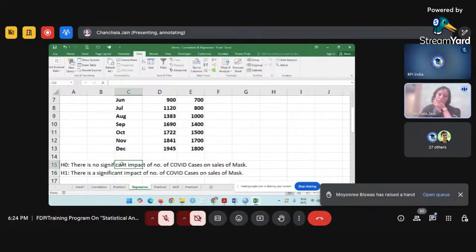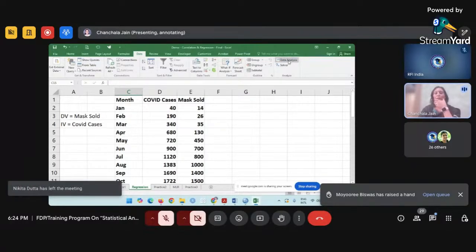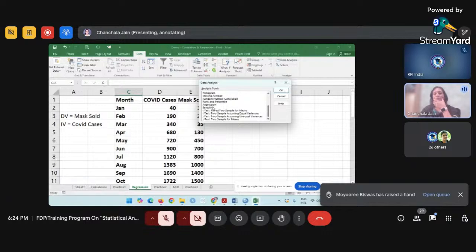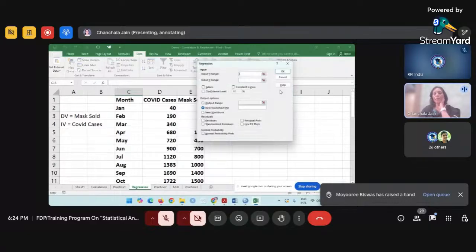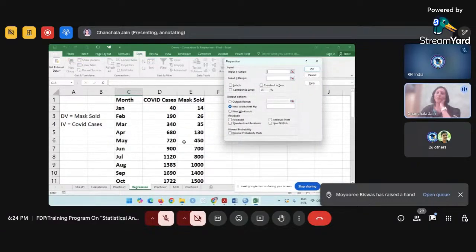So shall I proceed? Yes, ma'am. Now we'll go to the Data Analysis toolpak. We'll go down and we'll find regression listed here. You need to locate this and click on OK. Once you click on OK, you will land on the regression dialog box. I hope till here everyone is with me. May I proceed?